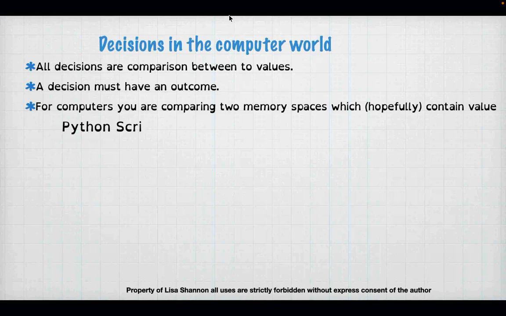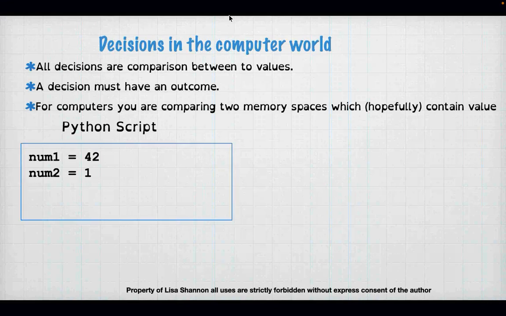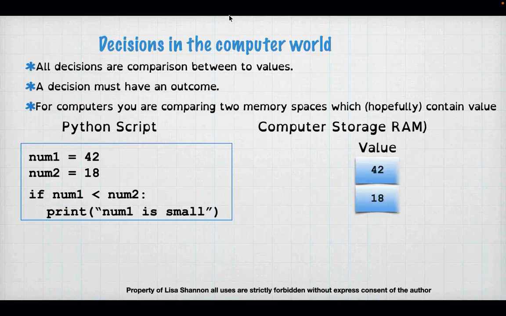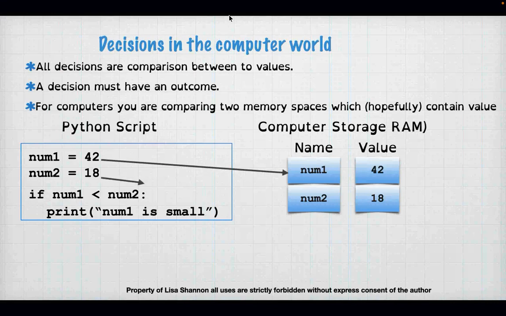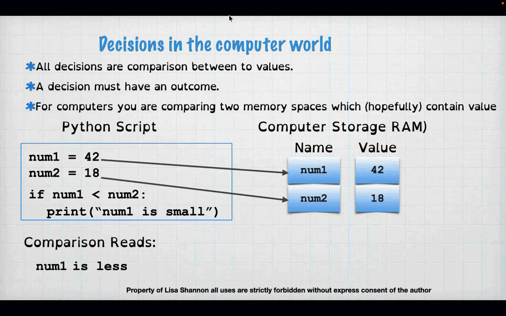Every decision that will ever be made in your Python program is a comparison between two values. And you can have one of two outcomes, true or false. So if you look at this little example Python script, we have num1 is 42 and num2 is 18. Then we have this if statement underneath it. In a couple of slides, I'm going to go through the if statement bit by bit. So if is a keyword that tells Python it's going to ask a question. Then I have num1, the less than symbol, num2 and a colon. The way this is read is num1 is less than num2, true or false.